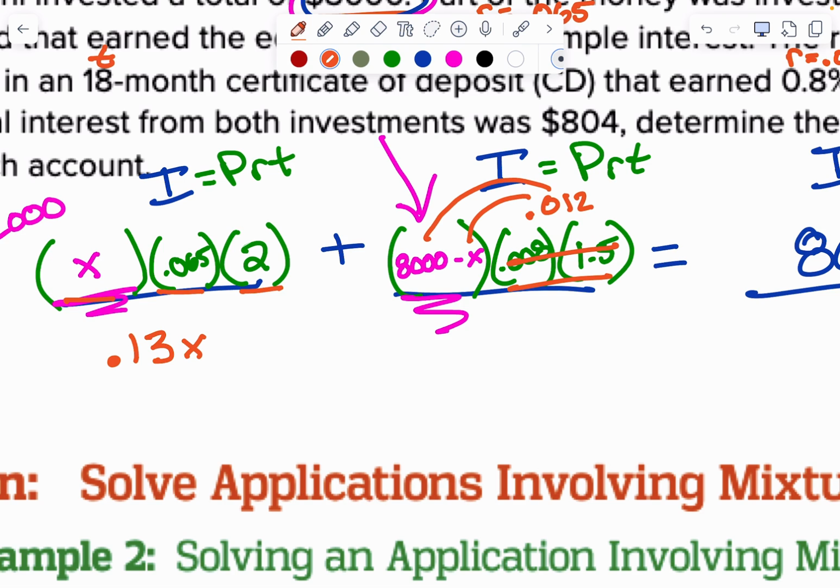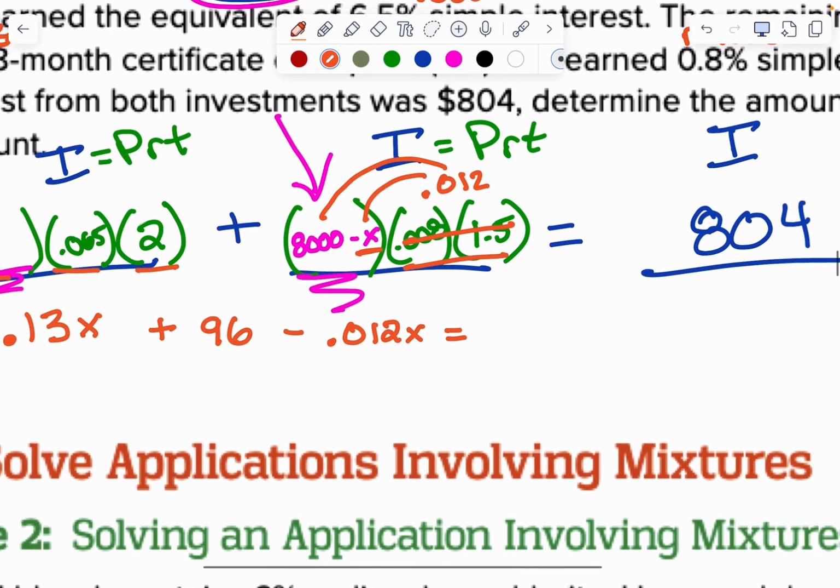Distribute that through, okay? So what is 8,000 times 0.012? I can't math. Like 96. 96. Wow, look at that math. 8 times 12 is 96, and so I just have to figure out the decimal, right? Minus, and 0.012 times x is 0.012x, right? Equals 804.